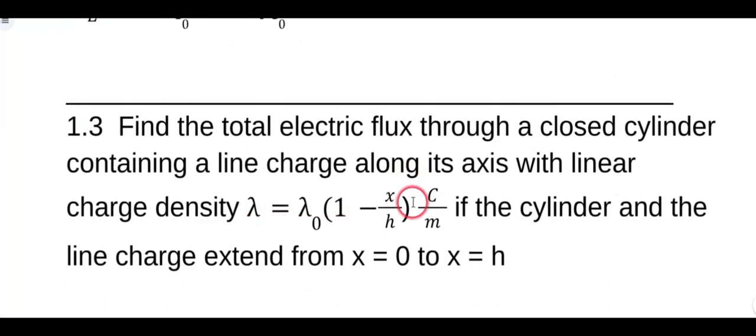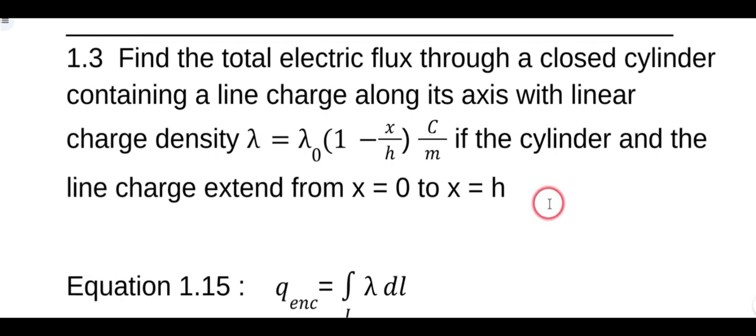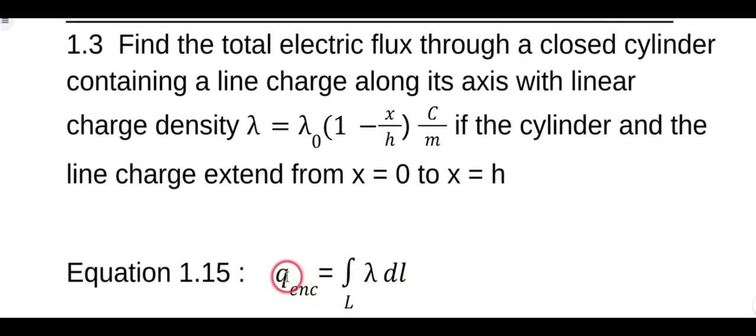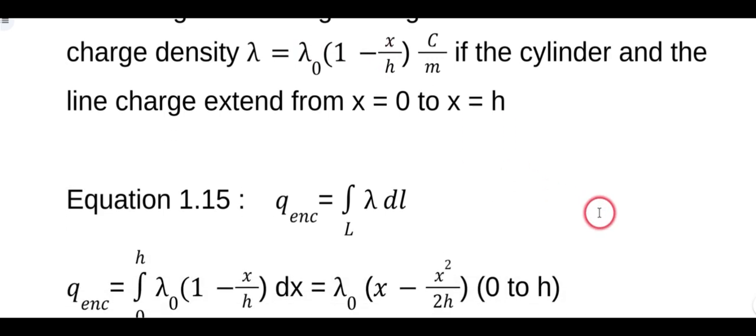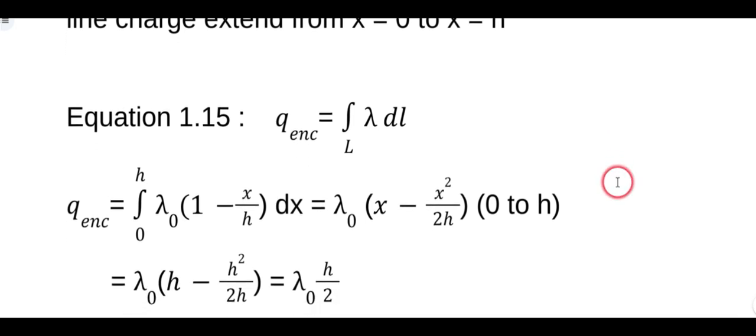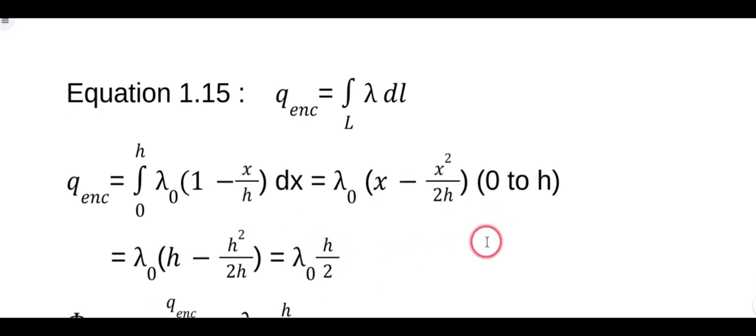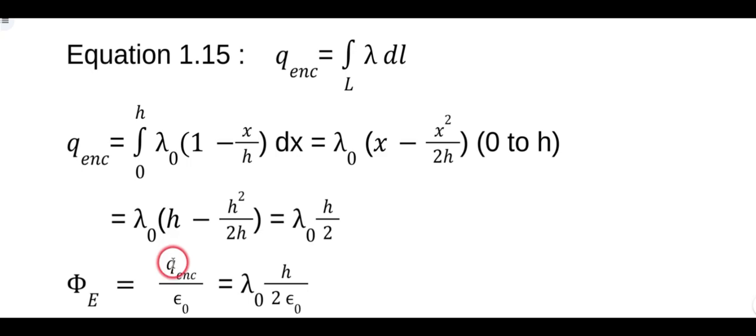So he gives you the function once again, and he gives you the limits of integration. So it's very obvious what you should do. You need to integrate this from 0 to h to find the total enclosed charge. So we put in our function, which is lambda naught times 1 minus x over h, and our L is x, just dx. So we integrate that, x squared over 2, from 0 to h. We put in our limits, do the arithmetic, and we get lambda naught h over 2. Now, once again, he's asking for total flux. So you put what you found over epsilon naught, and that's the answer.